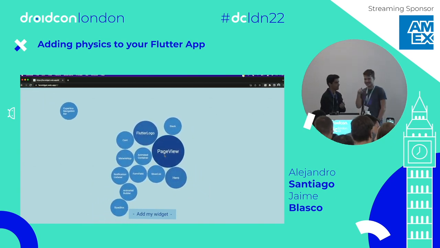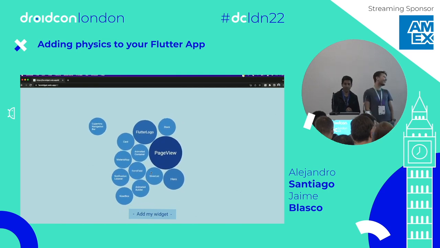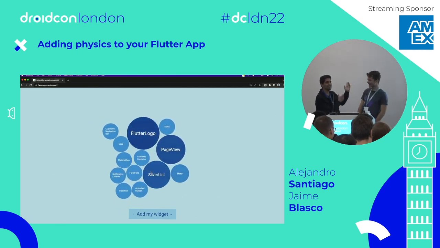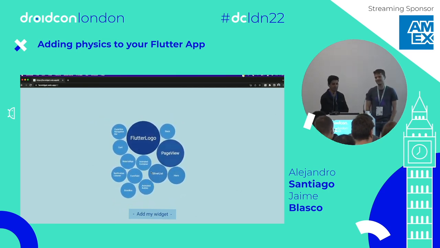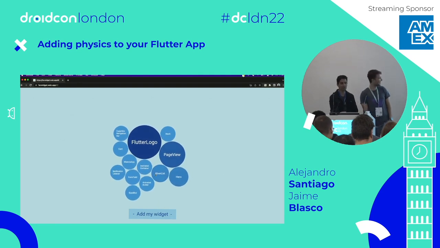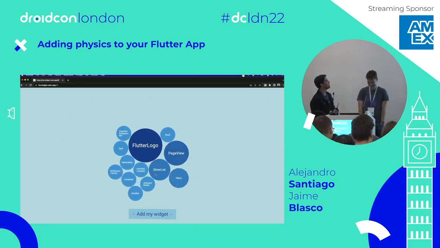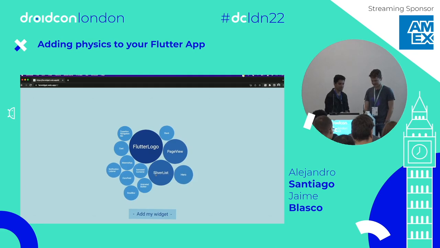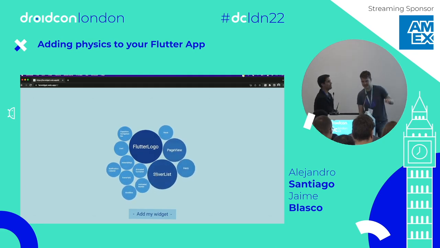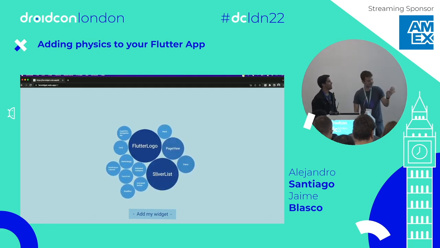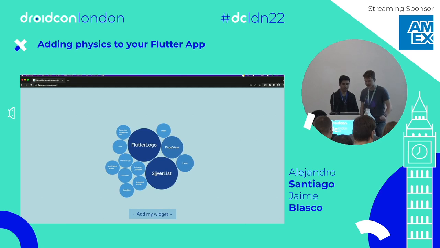So we have PageView. Refresh. No, we only display the ones in the Flutter website. Yeah, there's a lot more widgets, but we can remove them. I'm so sorry. We can see the Flutter logo is winning there, but for example, someone is clicking SliverList. Just tap really hard and yours should increase in size. Also, you can drag them around.